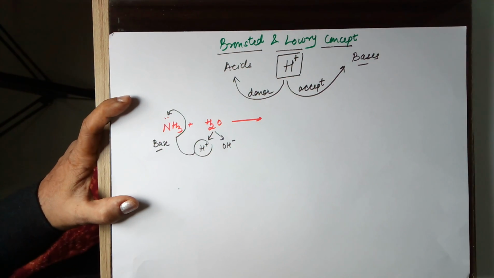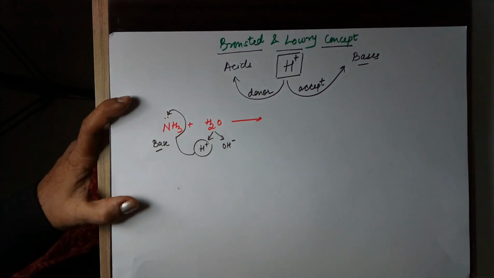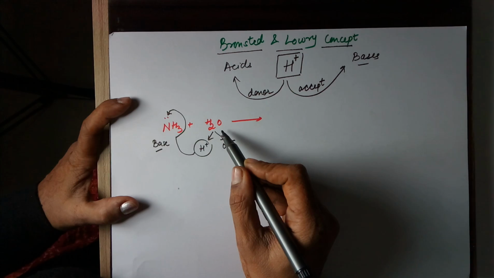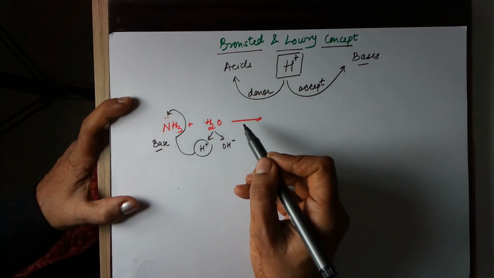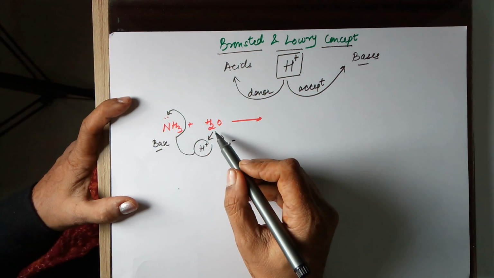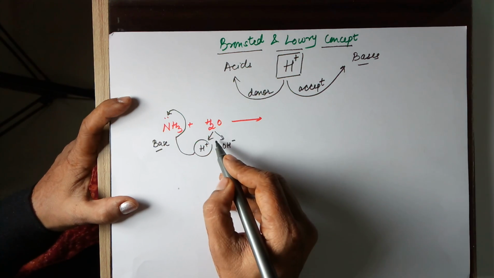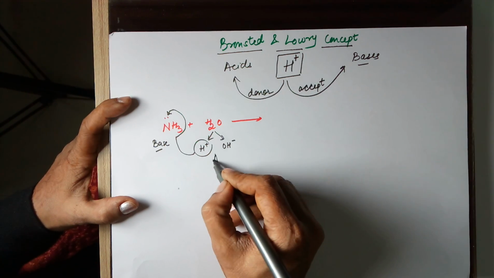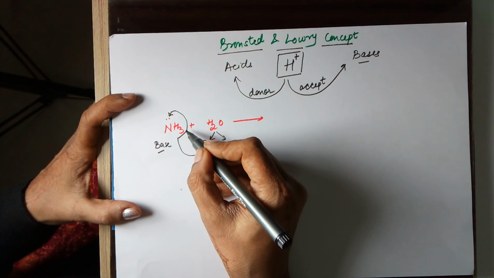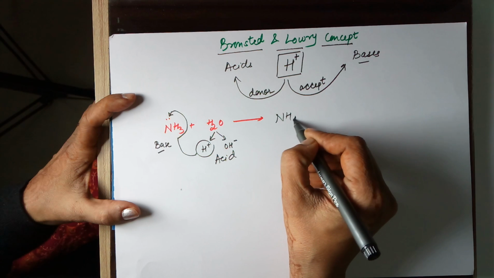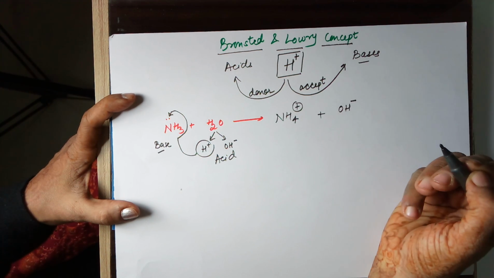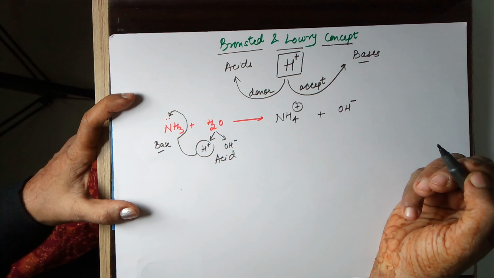While when we talk about the water molecule, in this case the water molecule is donating a proton. Proton is given away by the water molecule. Hence, it is acting as a proton donor. Therefore, it is acting as an acid according to the Bronsted and Lowry concept. After accepting a proton, ammonia becomes ammonium ion, while you are left with the hydroxyl ion in the case of water.